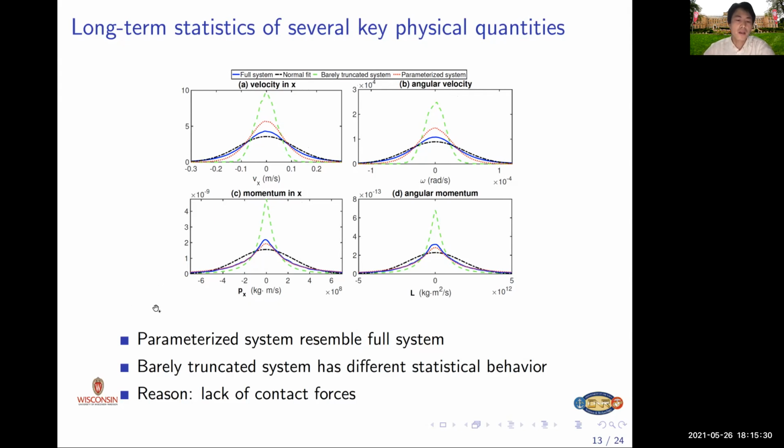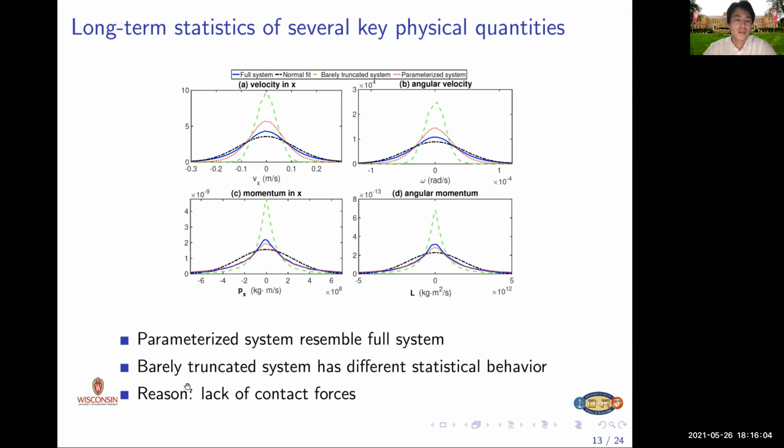So we say that the parameterized system resembles the full system, and these features are captured reasonably well. And the bare truncated system has different statistical behavior, meaning that if we only consider the large floes in the system, it's not sufficient to characterize the floes in the region.